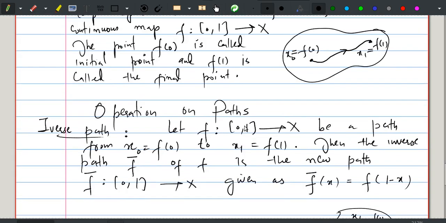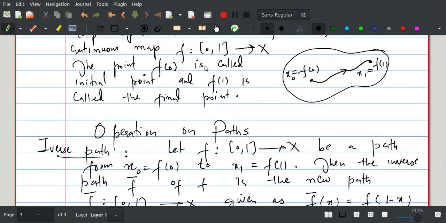So in the next lecture we'll define the product of paths.